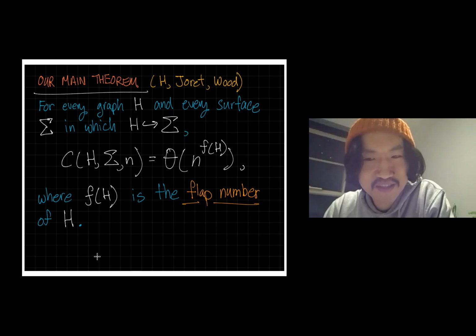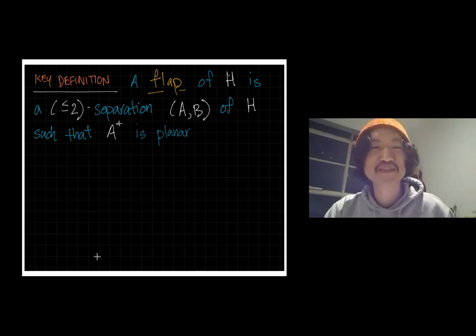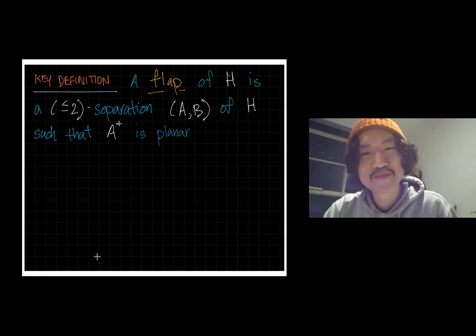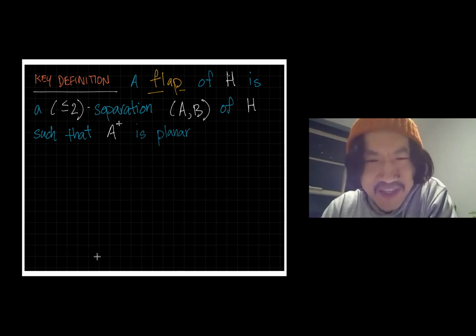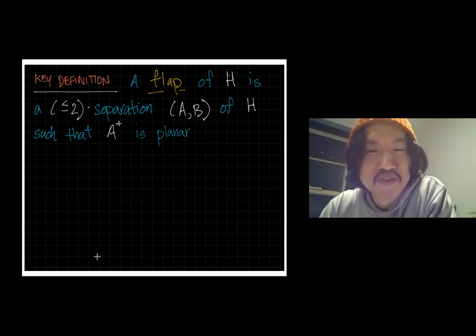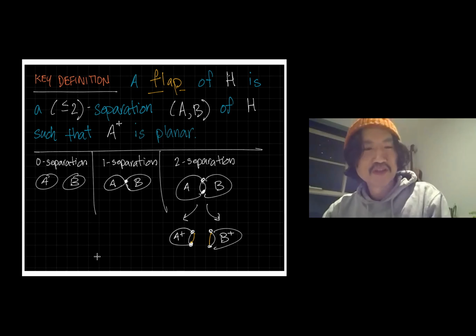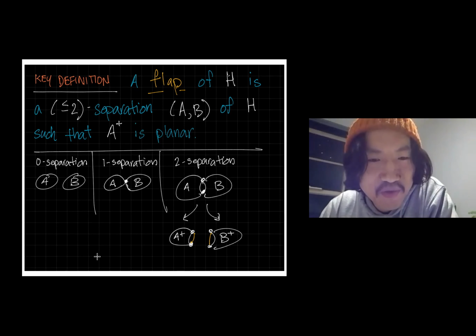So here is the key definition that generalizes that construction. A flap of your graph is a small order separation. So it's at most a two separation where one side is planar. I'll say what this A plus is in a second. For us, a flap will always have the left side of the separation being planar. Let me just remind you that a separation is just two subgraphs whose union is your entire graph, and its order is the number of vertices in which these subgraphs meet.